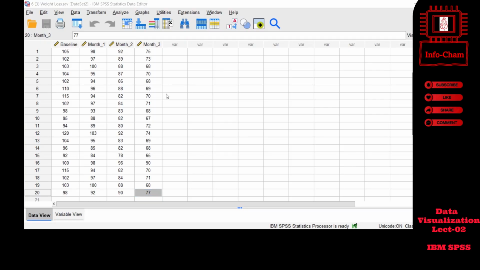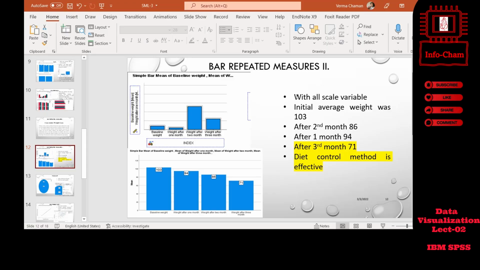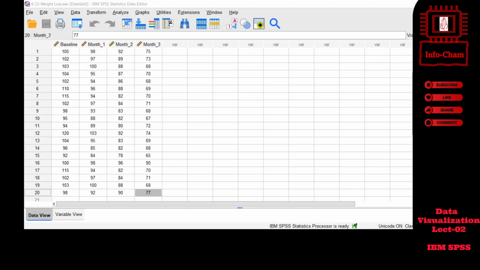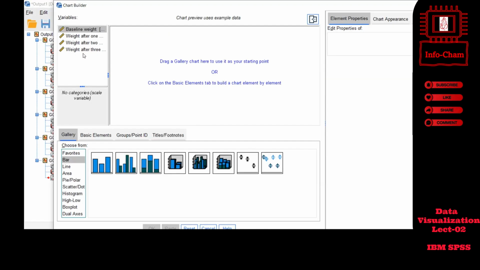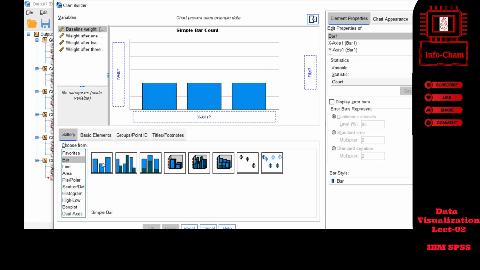So it means the first rule is that I have scale variables, right? I can take all the scale variables at the x-axis. Let's see the x-axis. Okay, so I want to have a bar again. You can choose simple bar again, and with the arrow, put it here at the x-axis.